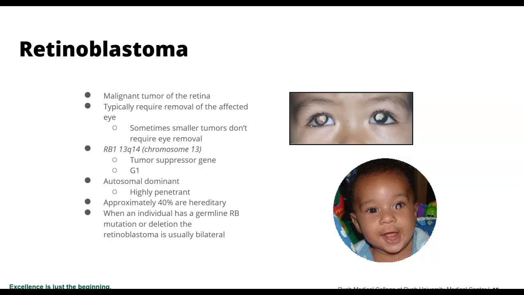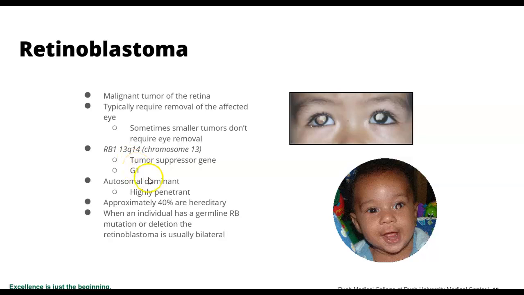Fortunately, they're incredibly rare, and one is retinoblastoma. It's a malignant tumor of the retina, and typically requires removal of the affected eye. Sometimes it's very small and you don't have to, but these are pictures. Here is a kid, you're taking the picture and you see this unusual thing. And here it's bilateral. It's caused by the RB1 gene, which is located on the long arm of chromosome 13.